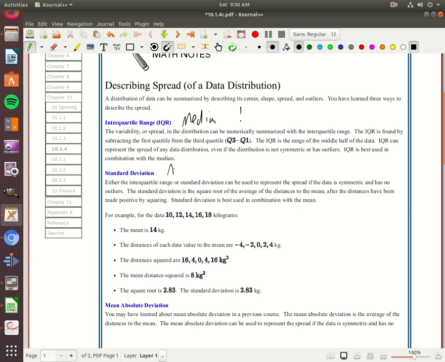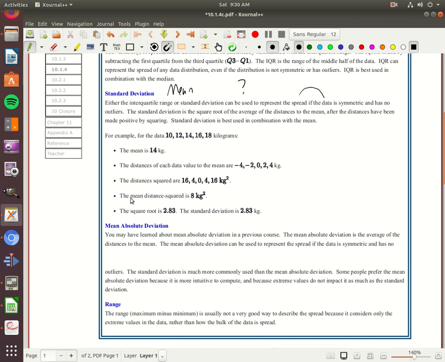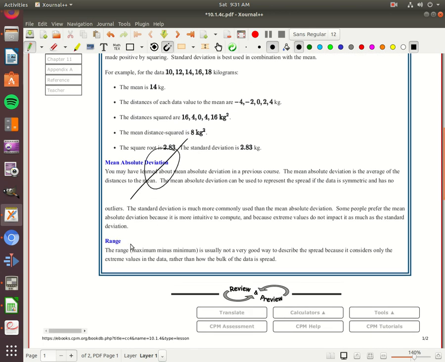Standard deviation is based on mean. Again, you do not always use mean. So you're only going to use mean and standard deviation if you have a normal distribution. Again, the mean absolute deviation we really aren't going to use anymore, sorry. And the range. The range is always calculated. You're always going to subtract the smallest from the biggest for the most part, but they just want to point out it's not super meaningful.